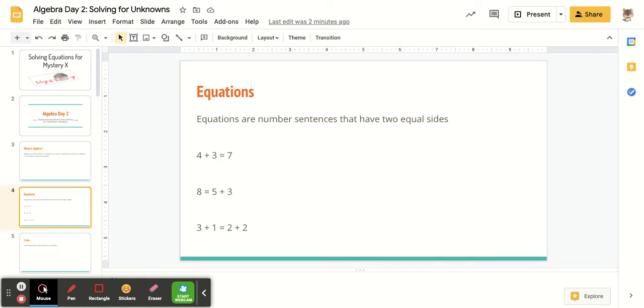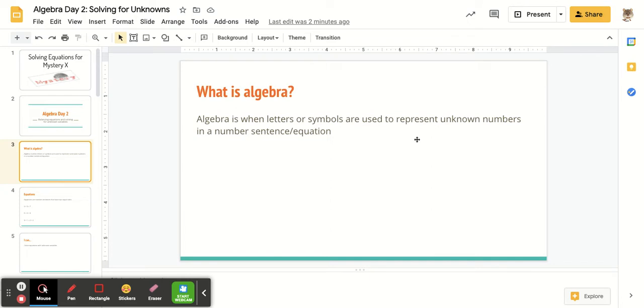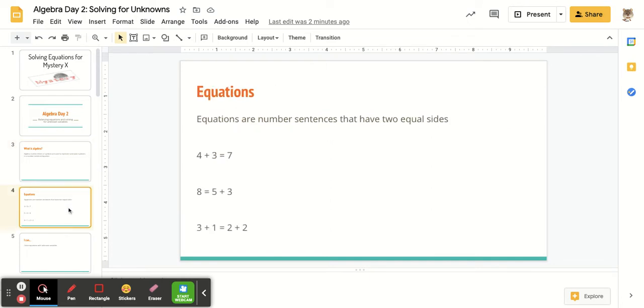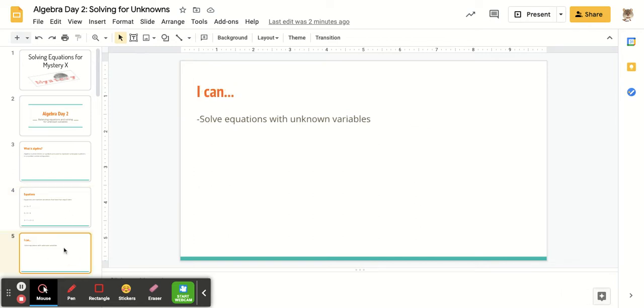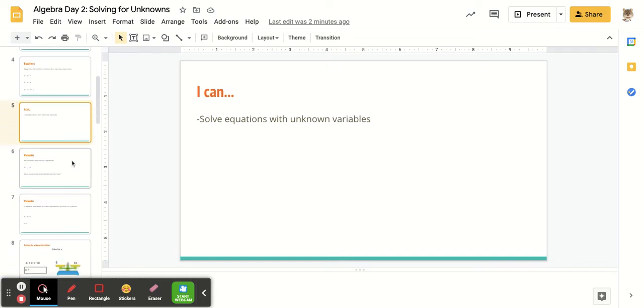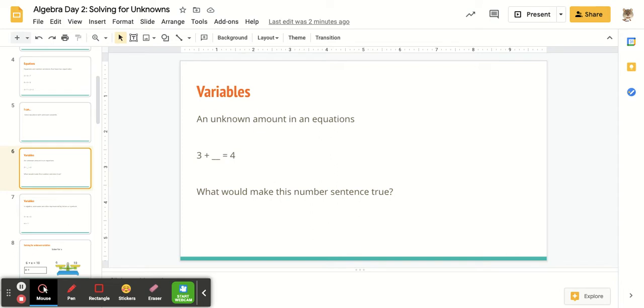So equations are number sentences that have two equal sides. So when there is a missing number, it can be replaced by a letter or a symbol. Okay, so at the end of this, you should be able to solve equations with unknown variables. So variables, an unknown amount in an equation.